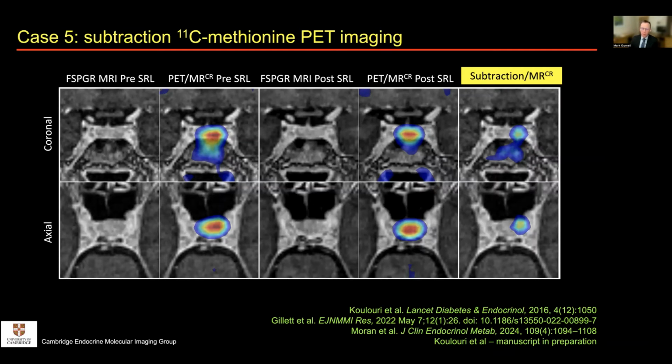And Dan Gillett, a colleague of mine working in nuclear medicine, was able to perform what's known as subtraction imaging, which is to delete this PET signal post-somatostatin receptor ligand from the original pre-somatostatin receptor ligand PET scan and produce essentially a subtraction or difference image, which beautifully localizes where this tumor was subsequently found to be at surgery. And this patient then went into complete biochemical remission.